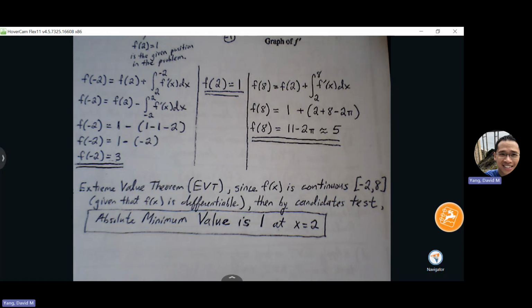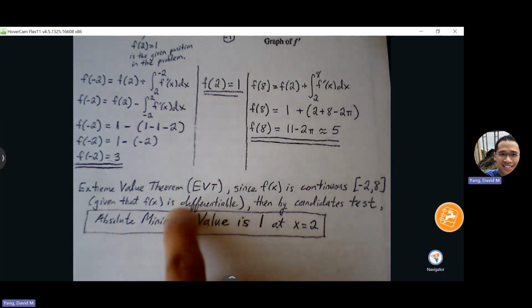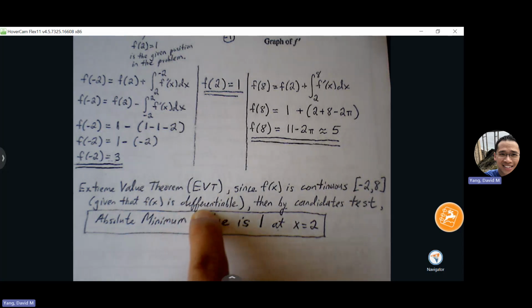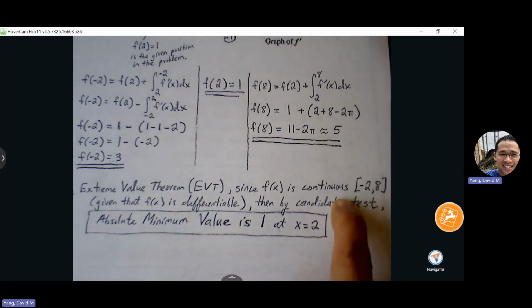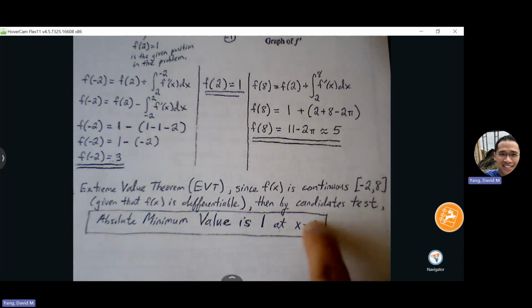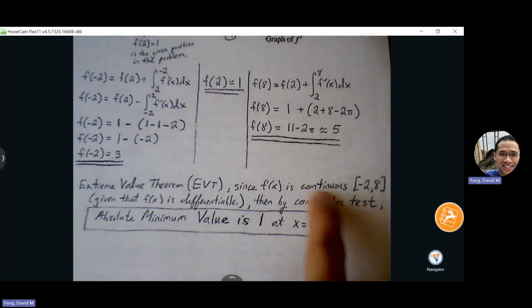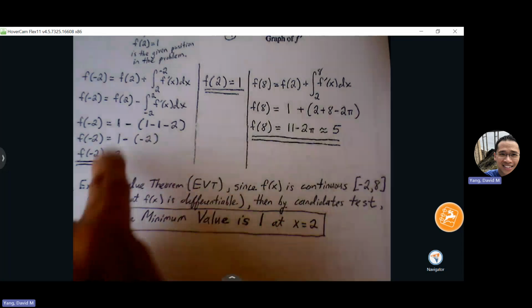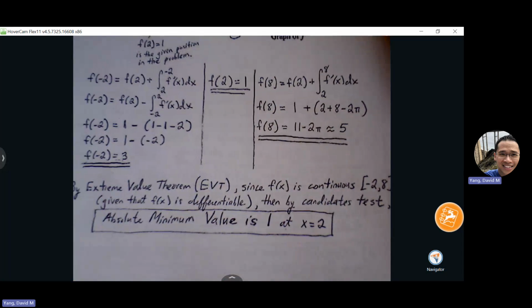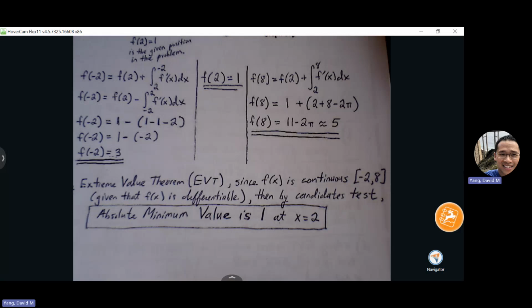So by EVT, since our function is continuous, we don't have to say anything about differentiable, but because the problem tells us the function is differentiable, we can therefore conclude that it must be continuous to begin with. And then our absolute minimum value is 1 at x equals 2. Sometimes they call EVT the candidates test because we're testing different candidates, but we don't have to necessarily say that. Just have to show the work. Show that we are testing our candidates and that we are making the appropriate conclusion to find the absolute minimum.